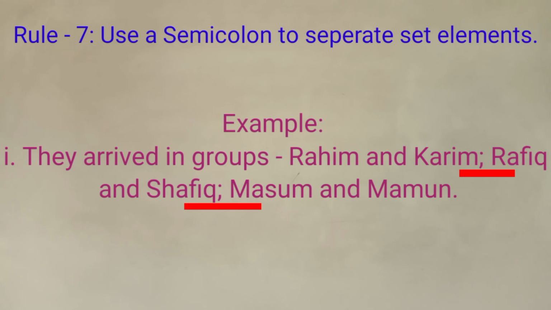So, to separate the elements of a set, you have to use a semicolon after every set or after every group. You have to use a semicolon.